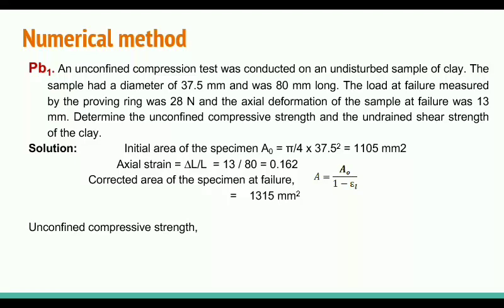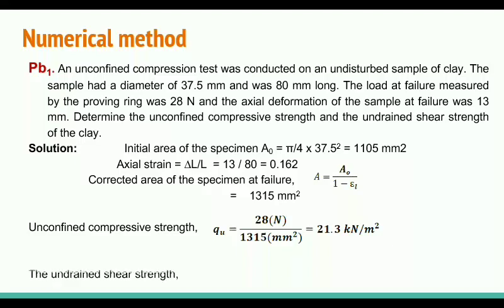Now we can calculate the unconfined compressive strength. Sigma 1 is equal to QU, or sigma 1 is equal to P by A. What is P? P is the compressive load, that is 28 Newton, and the area at the failure condition is 1315 mm square. So we get 21.3 kilonewton per meter square. It is the unconfined compressive strength. You can write sigma 1 is equal to QU is equal to 21.3 kilonewton per meter square.